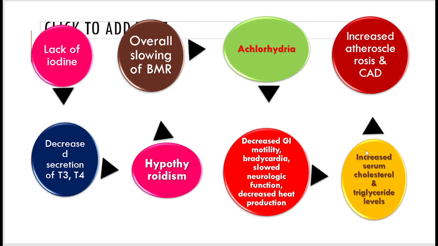That results in hypothyroidism. When hypothyroidism is happening, it obviously slows the basal metabolic rate. This also results in achlorhydria, absence of hydrochloric acid in the digestive juices, decreased GI motility, bradycardia, slowed neurological functioning, decreased heat production, increased serum cholesterol and triglyceride levels, which finally results in coronary artery diseases.